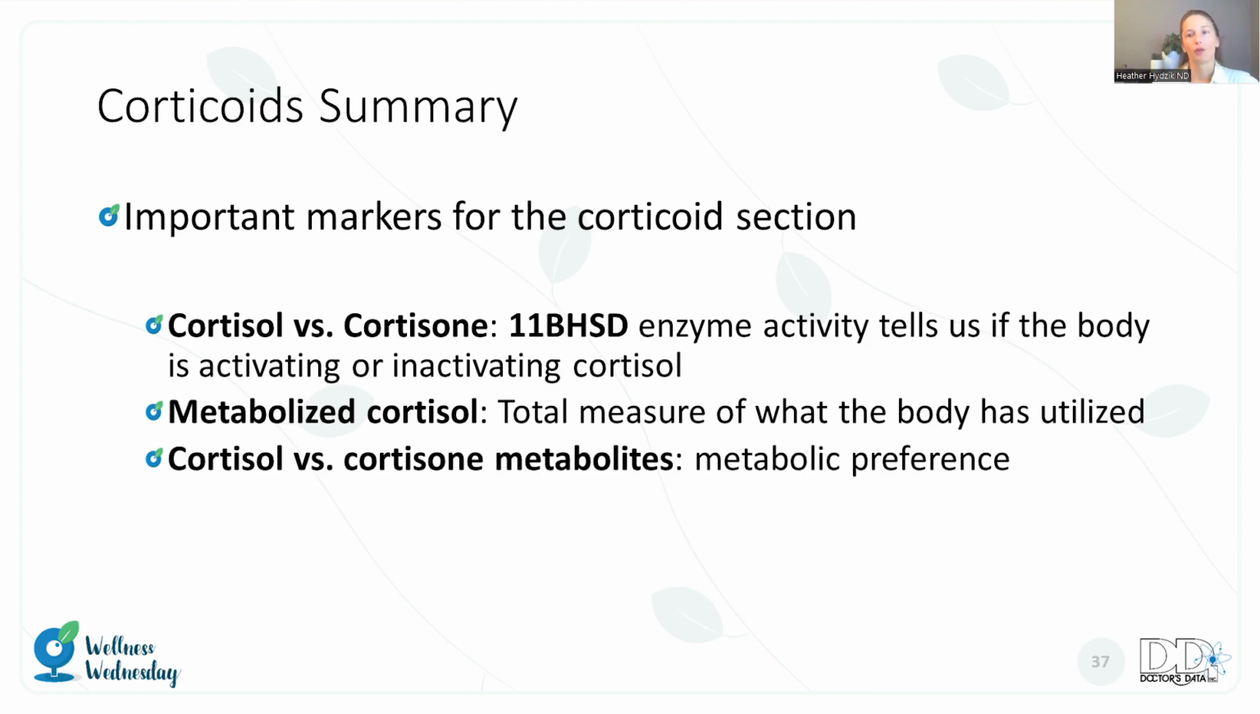So cortisone is protecting the tissues from the effects of cortisol. Therefore, if 11-beta HSD activity is functioning properly, you should have twice as much cortisone as cortisol, and that's measured in the cortisone to cortisol ratio. And then the metabolized cortisol is showing you what the body has utilized, and the ratio of metabolites is indicating metabolic preference.